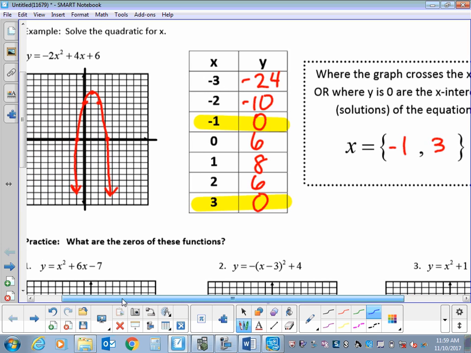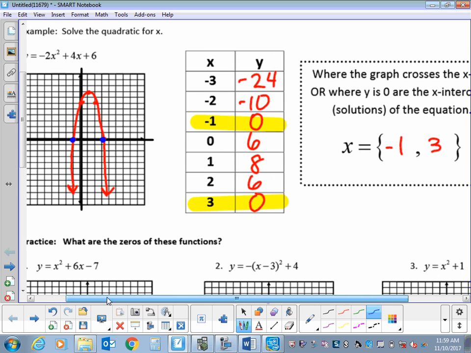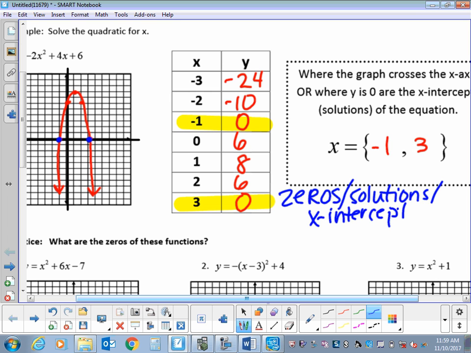Meaning negative 1 and 3, where it crosses the x-axis. Does that make sense? Later today, you will see that all these words are interchangeable. Zero, solutions, x-intercepts. They're all the same.